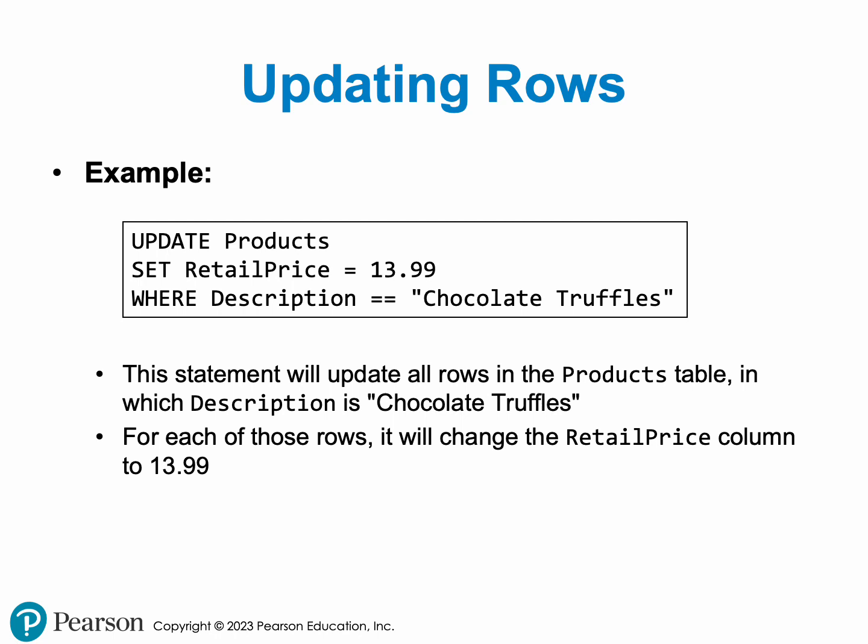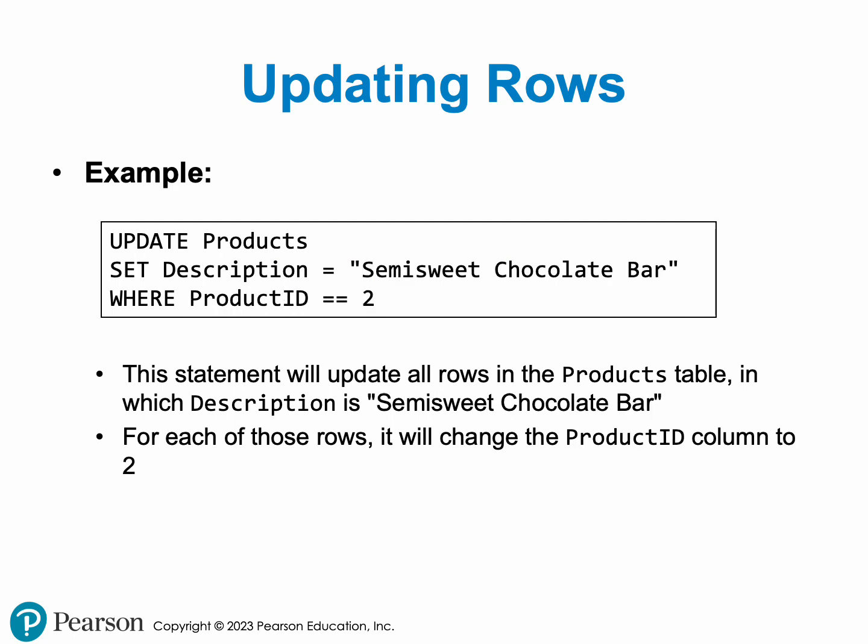Let's look at this example. So we are going to update some value inside of our table called products, and we're setting the retail price to $13.99 where the description equals chocolate truffles. So whatever the price was for chocolate truffles before, it's going to be overwritten, and now it's going to be $13.99. Here's another example. We are setting our description to semi-sweet chocolate bar where product ID equals 2.